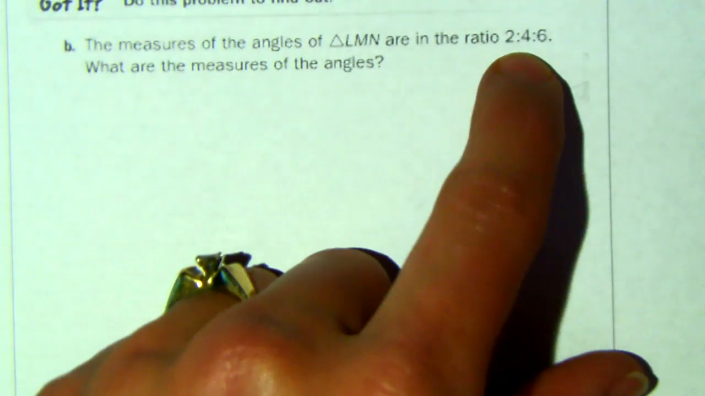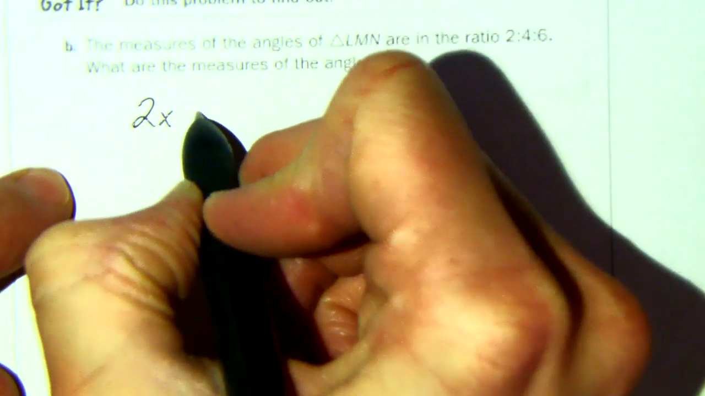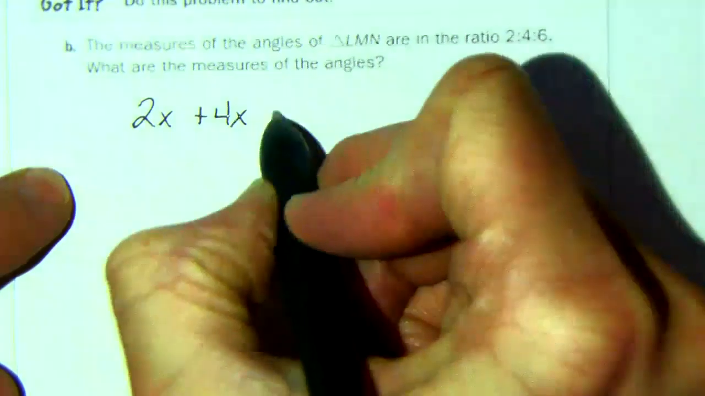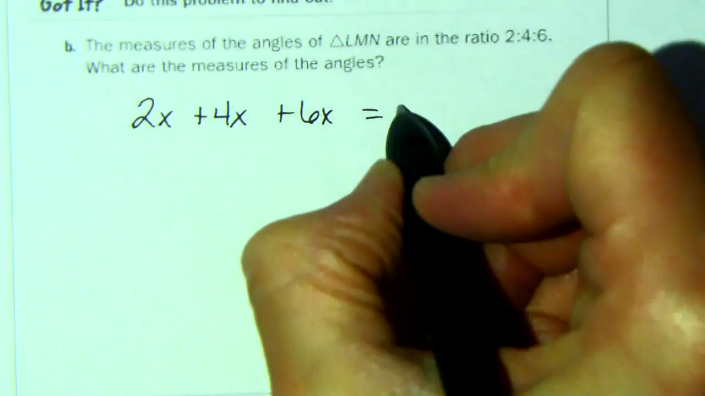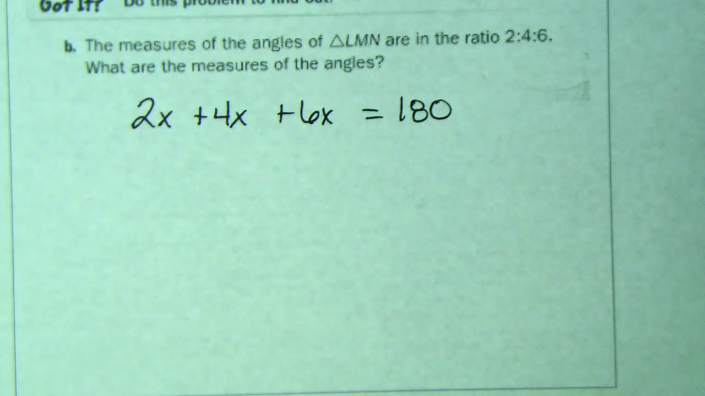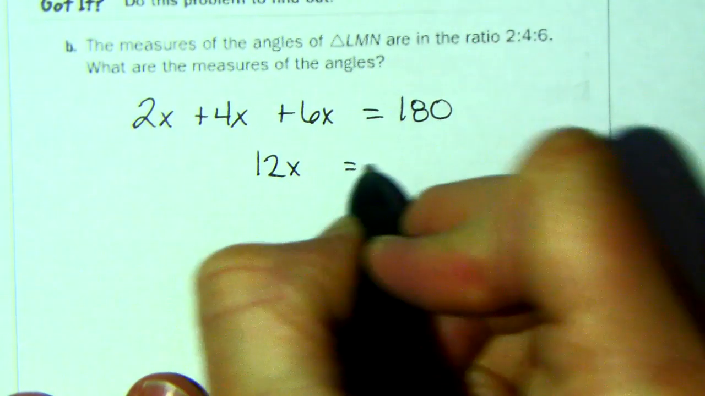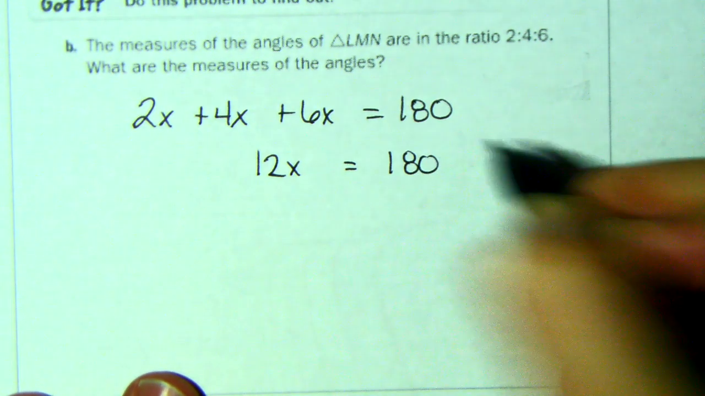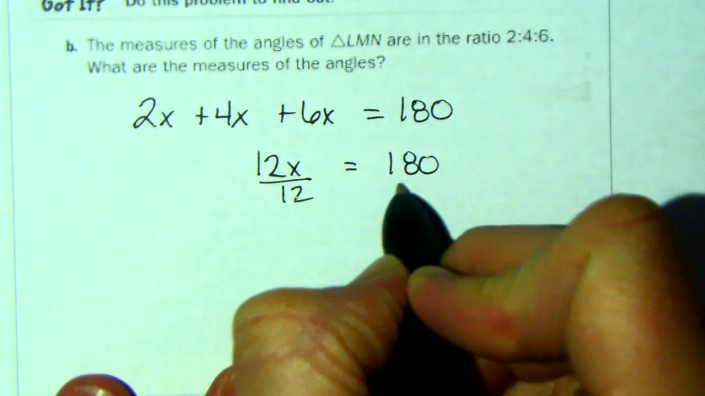So we take these ratios, these numbers, 2, 4, and 6, and I pick a variable. Is it okay if I use x? Okay, so I make it 2x plus 4x plus 6x, and those three angles have to add up to 180 because it's a triangle. I combine like terms. So 2x, 4x, 6x is 12x when we add them all together. Now we have a one-step equation. Divide by the coefficient, so we're dividing both sides by 12.